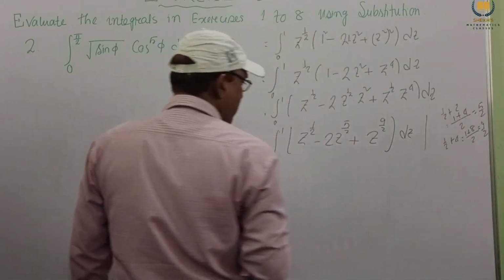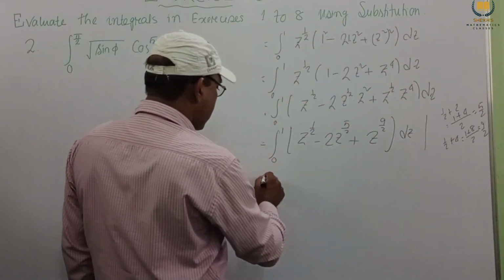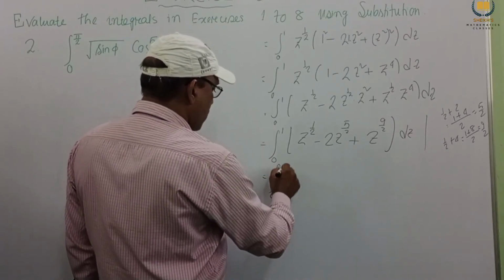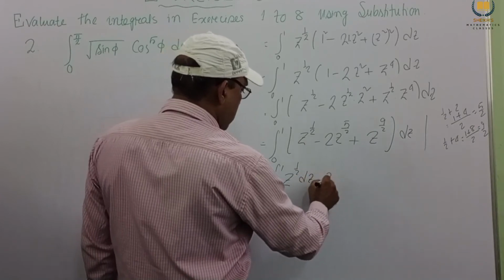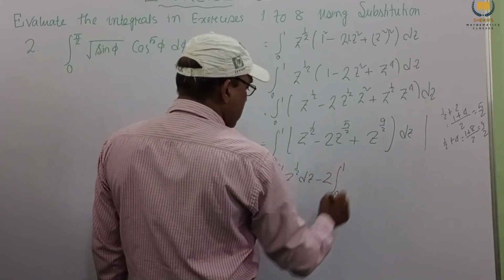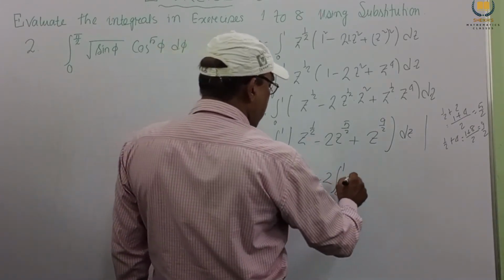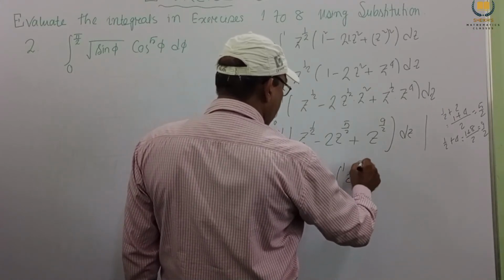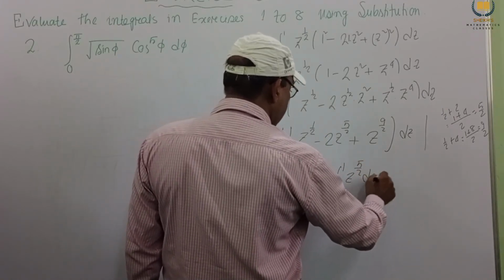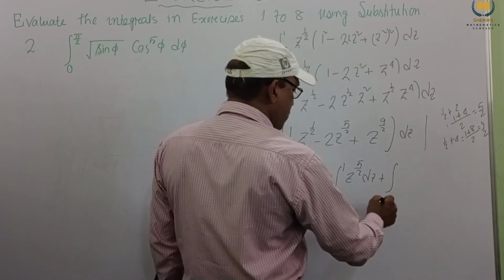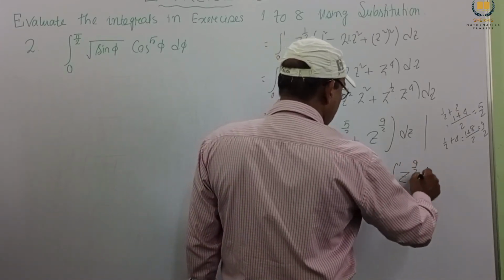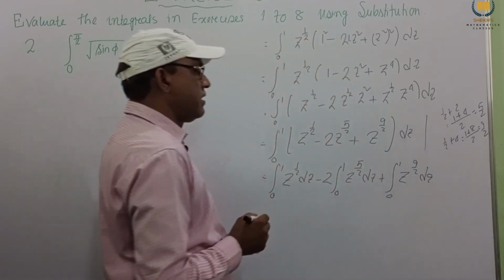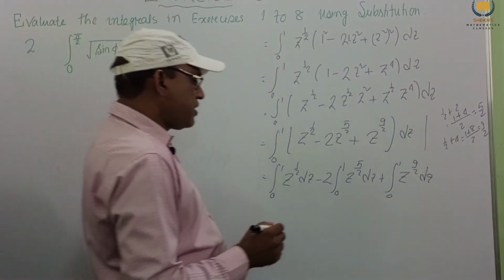Now we integrate all the terms. What we get? 0 to 1 z to the power half dz, minus 2 constant outside, 0 to 1 z to the power 5 by 2 dz, plus 0 to 1 z to the power 9 by 2 dz. We get this. But we know this formula.